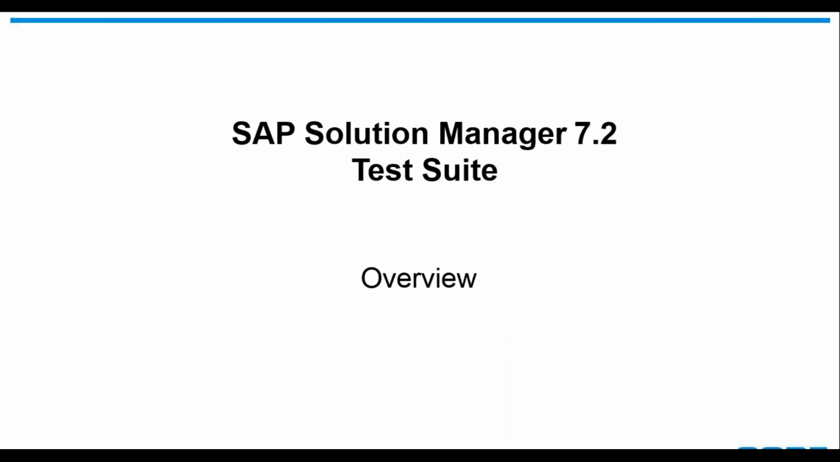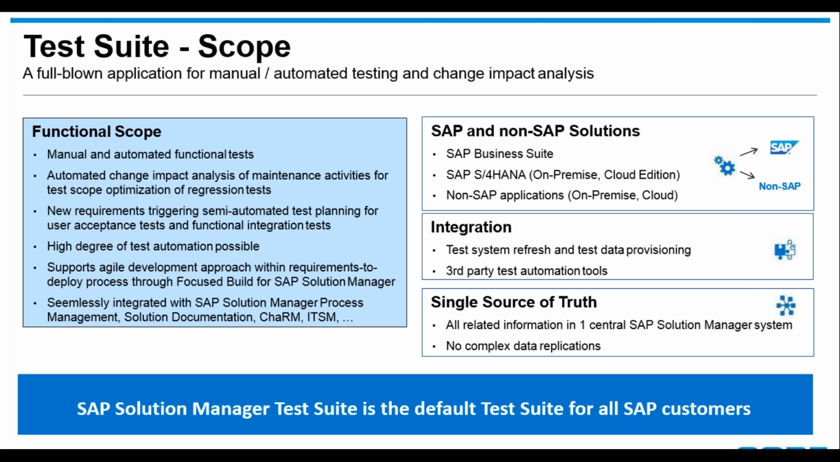So that's the high-level picture. Solution Manager 7.2 is better overall, but for testing, there are also a lot of changes and improvements included with 7.2. As you can see, SAP now says this is a full-blown application for manual and automated testing, change impact analysis, and the test management part.